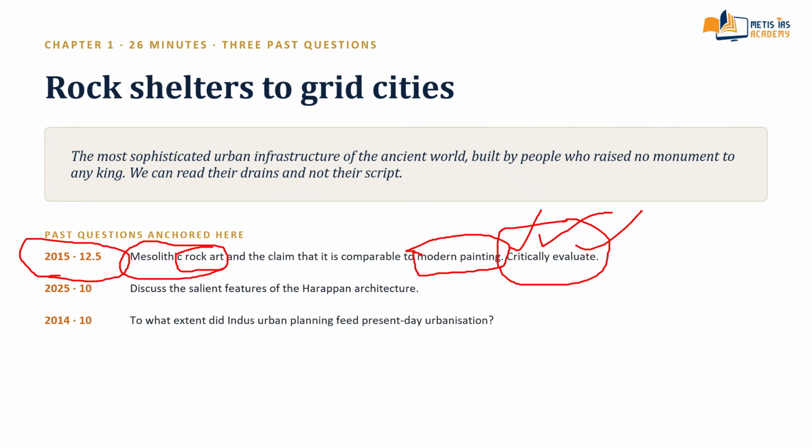Bhimbetka in Raisen district of Madhya Pradesh is the anchor, a complex of several hundred rock shelters, a large proportion of them painted, brought to scholarly notice by V.S. Wakankar in the 1950s and inscribed by UNESCO in 2003. And alongside it, worth naming because it extends the map northward, Lakhudiyar in Uttarakhand on the Suyal River, with its distinctive stick-like human figures and hand-linked dancing rows.